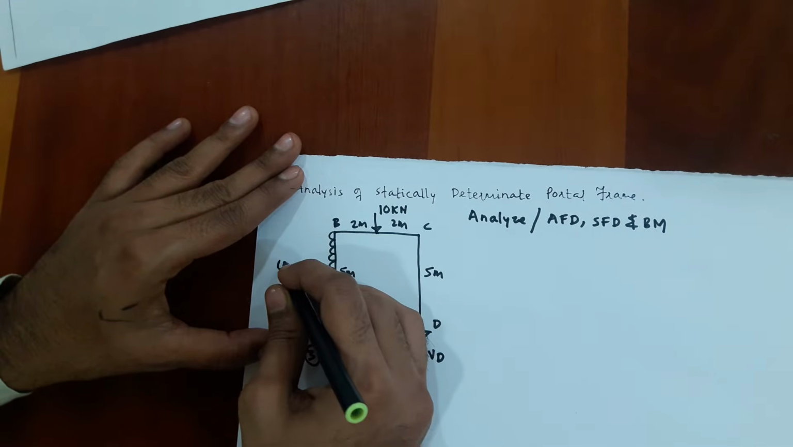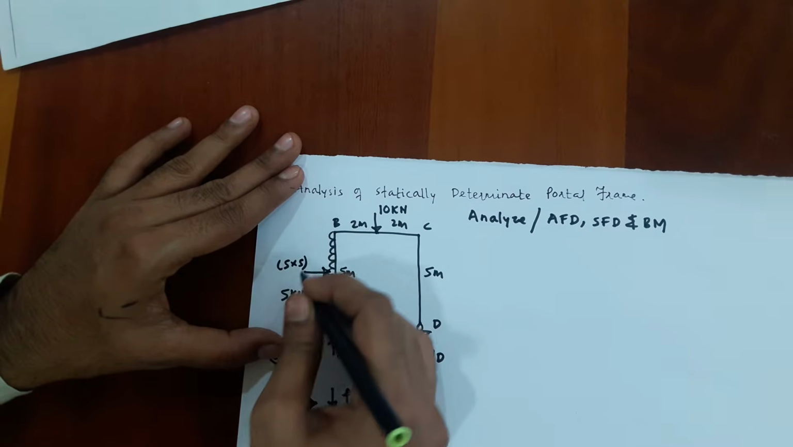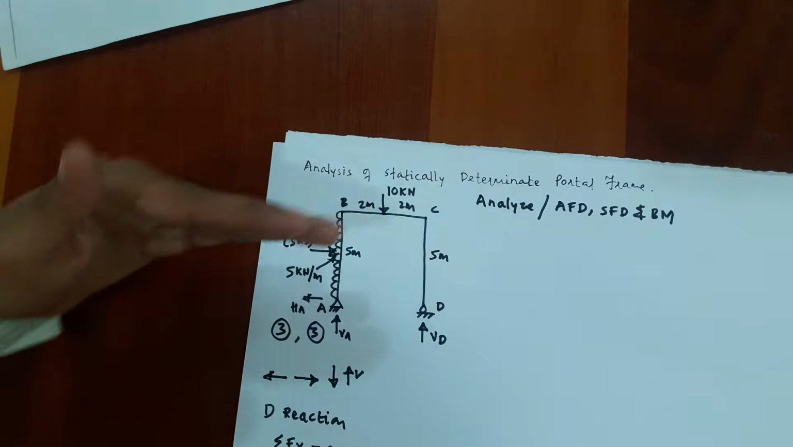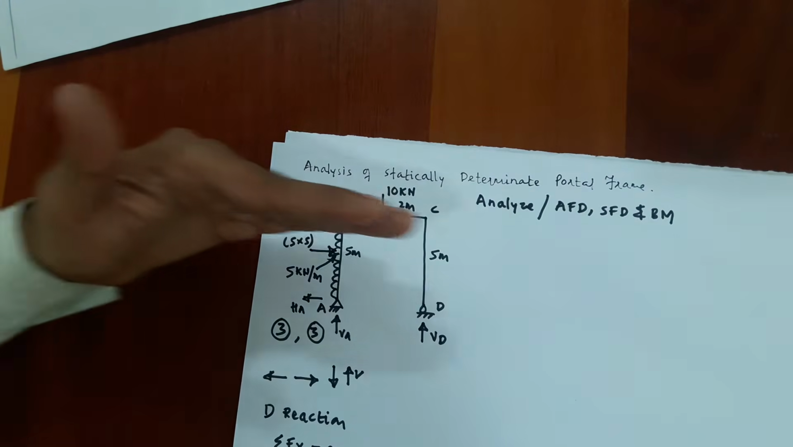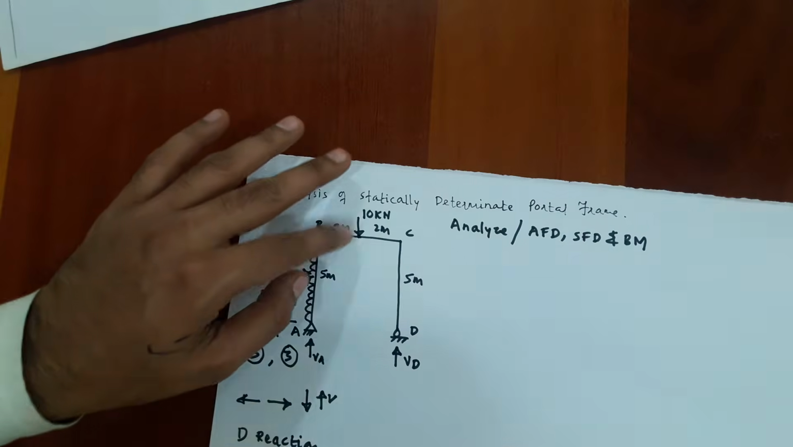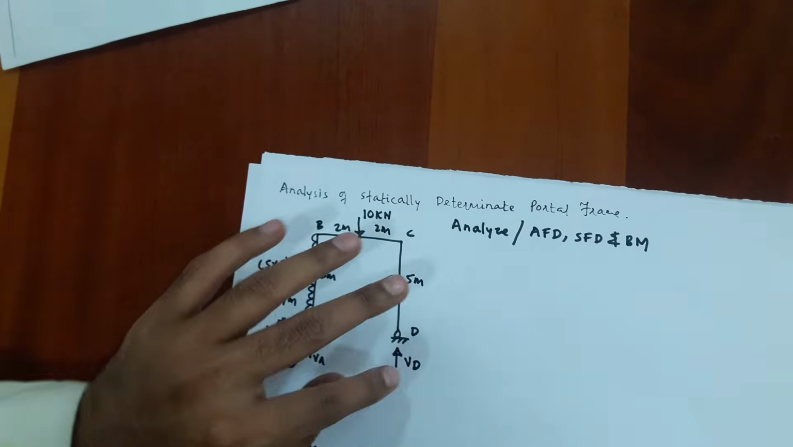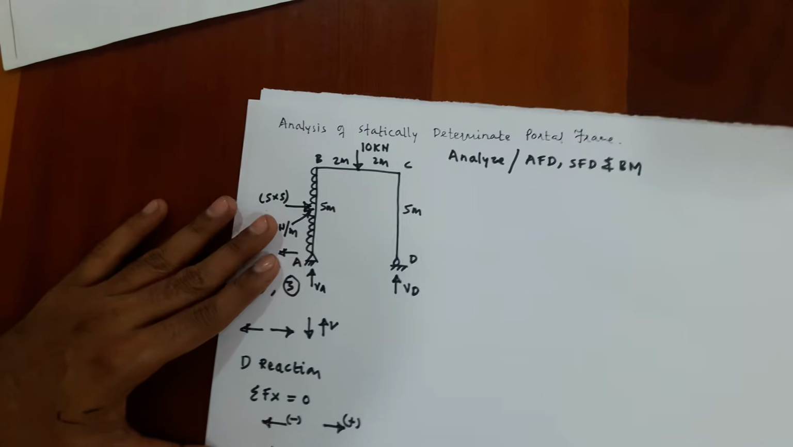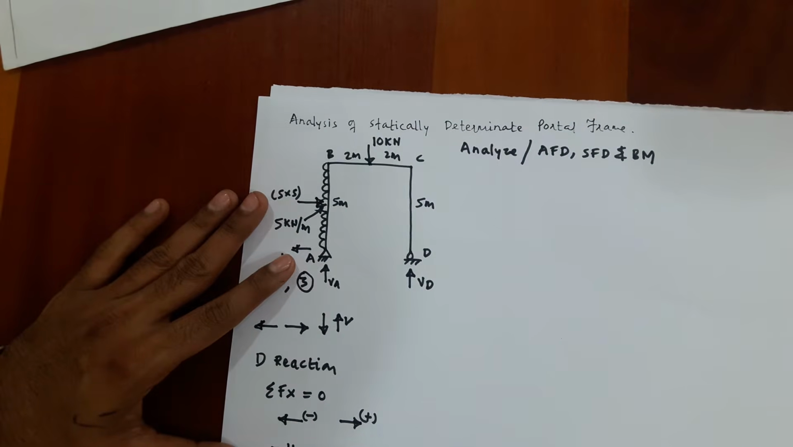We have to take the total UDL of this, which is concentrated at the center of this length. So the intensity of the UDL into length, you will get total load acting at the center. Okay, so this is acting towards right, take it positive, plus 5 into 5 total load of UDL, and you do not have any other horizontal force, horizontal reaction, so this is enough. Equate it to 0, you may get HA equal to 25 kilonewton.